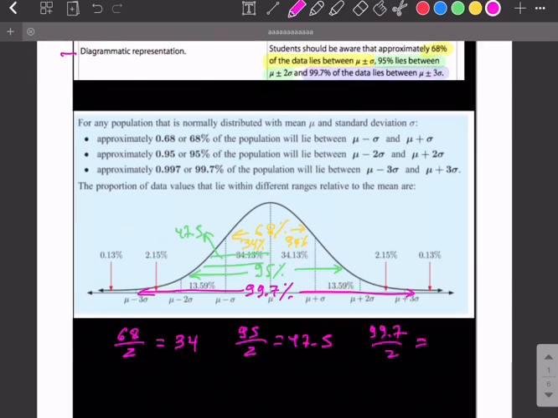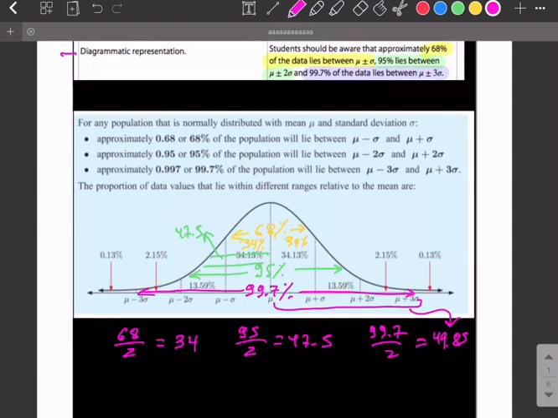And then last is that 99.7 divided by 2 gives you 49.85. So for the IB, this last thing here, if you go from here all the way to 3 standard deviations, you get this number. So we're going to use these numbers in the problems that follow.